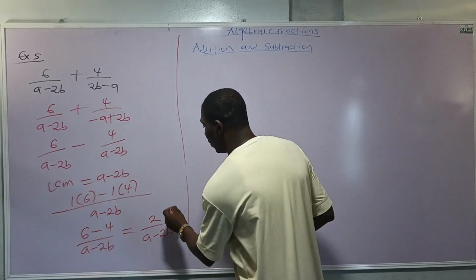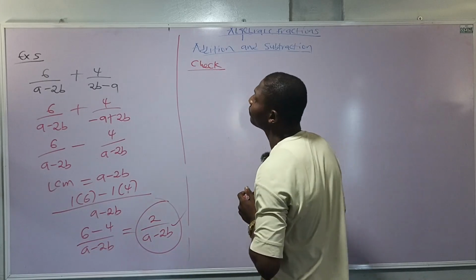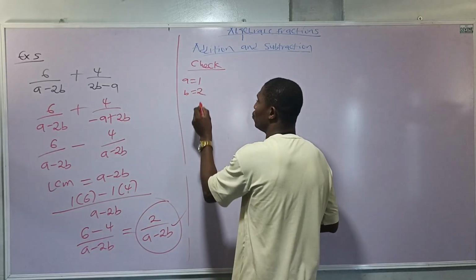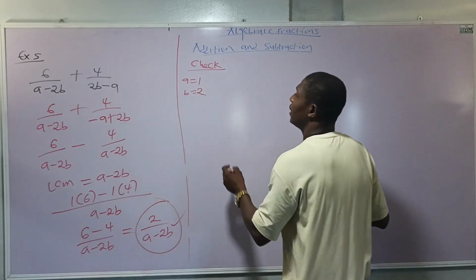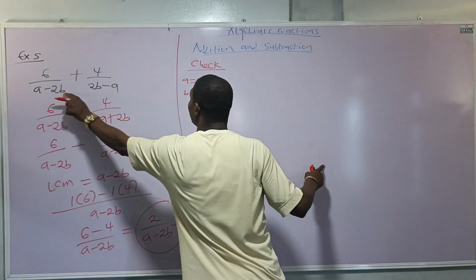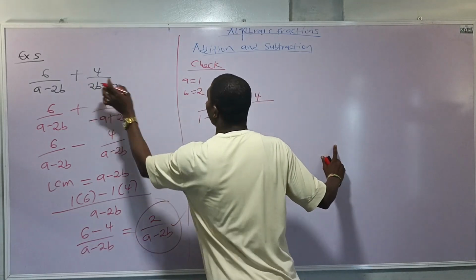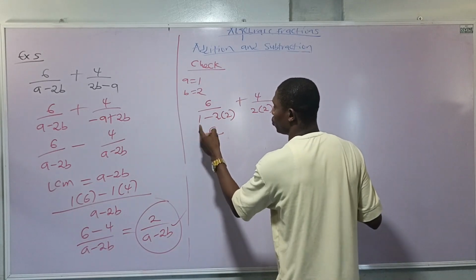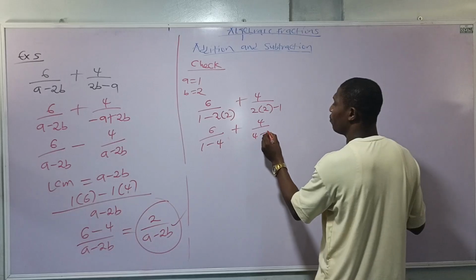If I choose any value for A and B that does not make this denominator equal to 0, I will have the same value as when I substitute it here. This is like a check in theory. Let me assume my A is equal to 1 and my B is equal to 2. What I'm doing is to know if this final answer is correct for this. Now I have my 6 all over, my A is 1 minus my B is 2. So I have 2 bracket 2 plus 4 all over 2 times 2 minus 1. And I have 6 over 1 minus 2 times 2, which is 4. Plus 4 all over 2 times 2, 4 minus 1.